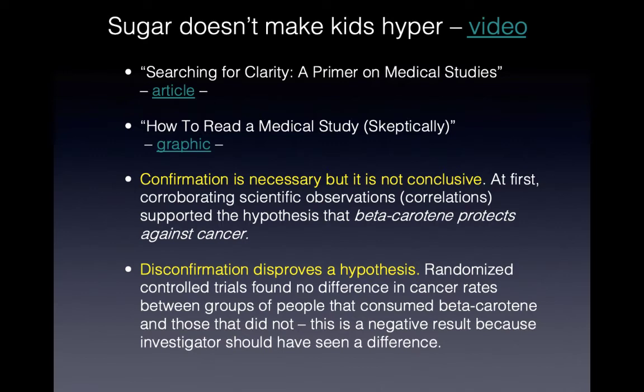Randomized controlled trials found no difference in the cancer rates between groups of people that consumed beta-carotene and those that did not. This is a negative result because the investigator should have predicted they'd see a difference if the beta-carotene worked, which it looks like there was no difference, and so there's no reason to think it worked.